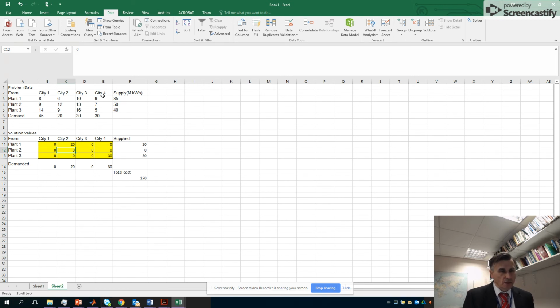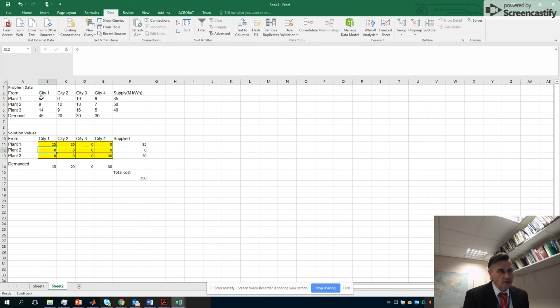So we need to focus on city 1 and city 3. Next lowest value on city 1 is from plant 1. So plant 1 could send all its remaining supply to city 1. Plant 1 has 15 units left because it's already supplying 20 to city 2. So I could put on here 15. Okay. So plant 1 doesn't need to be considered again because it's now maxed out. It's sending all its supply to 2 cities.